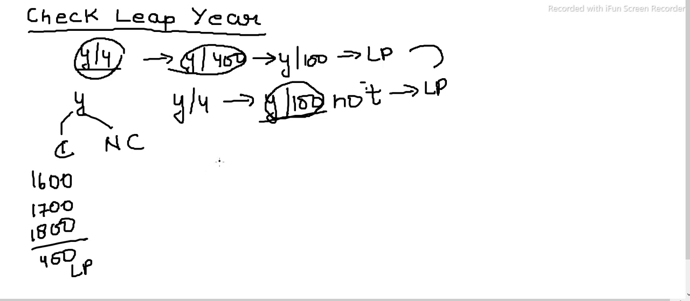Now what about the non-leap year conditions? What we say is, when our year is not divisible by 4, it means the basic condition is not satisfied, then it is not a leap year.